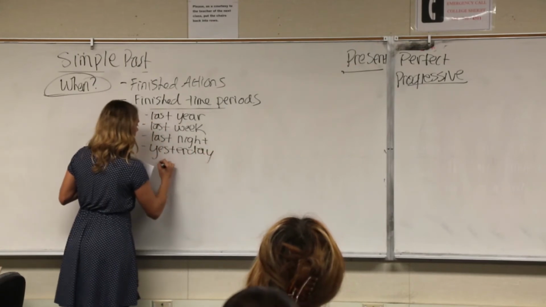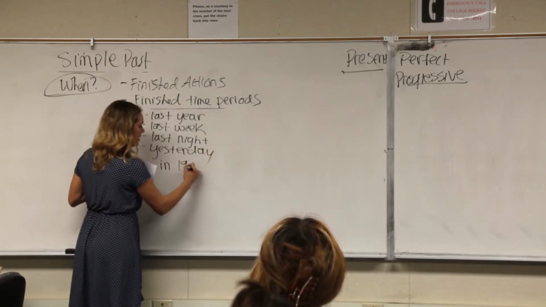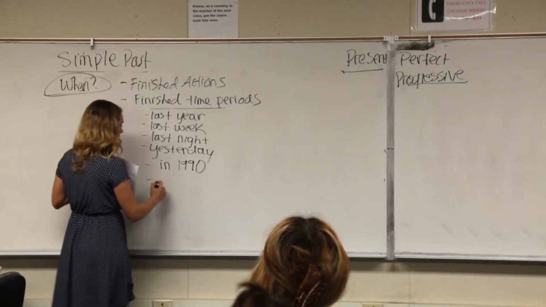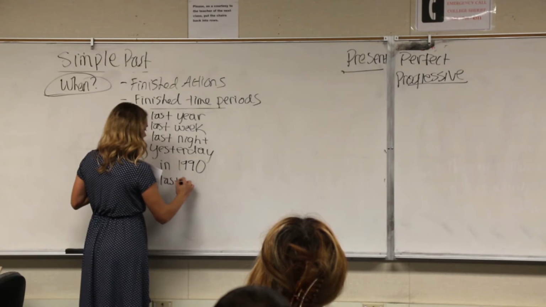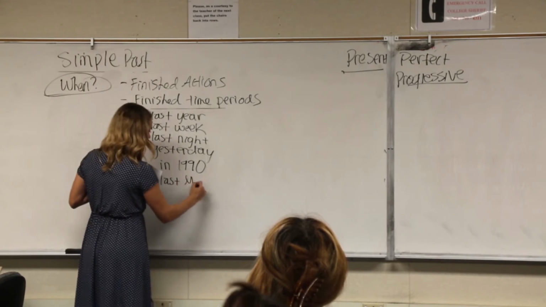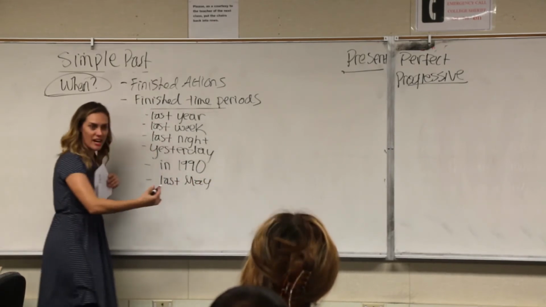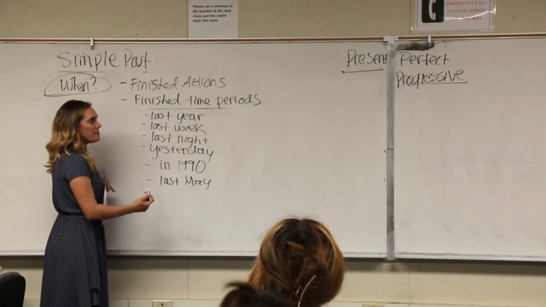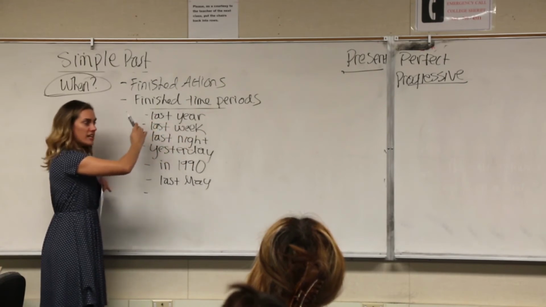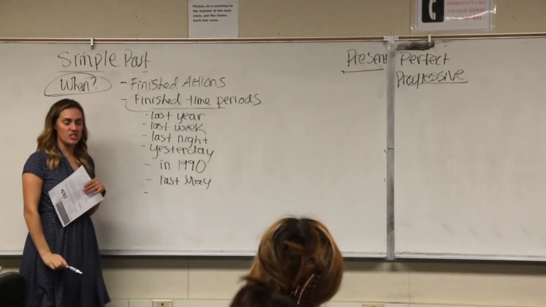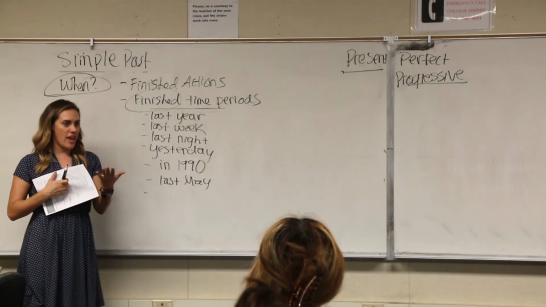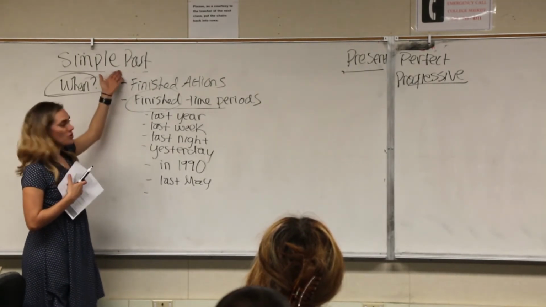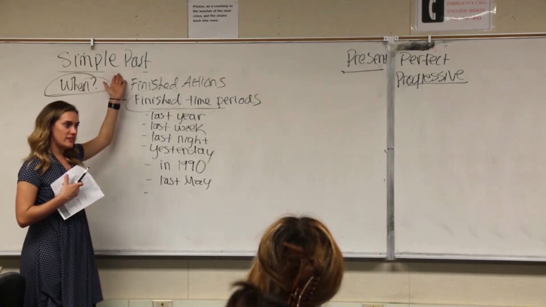How about with a year, 1990? Is that past? Is it finished? Yes. What if I said once upon a time? Good. Once upon a time. That's how you can start a story. Good. These are all finished time periods. So usually when you're going to say or write a finished time period, then you're also going to use the simple past, right? Okay?